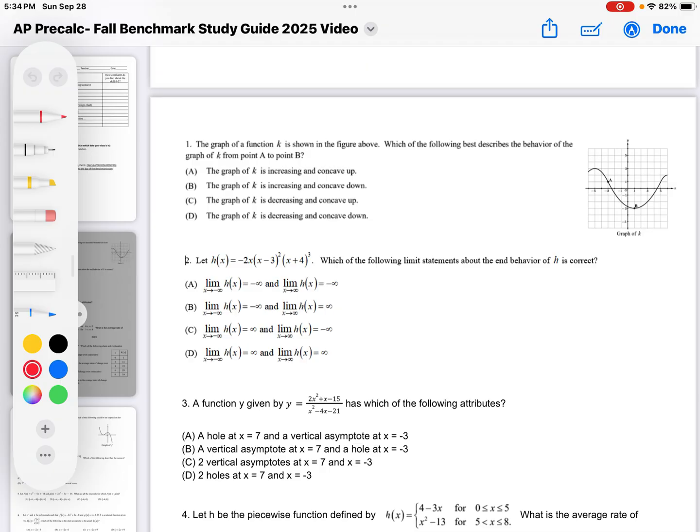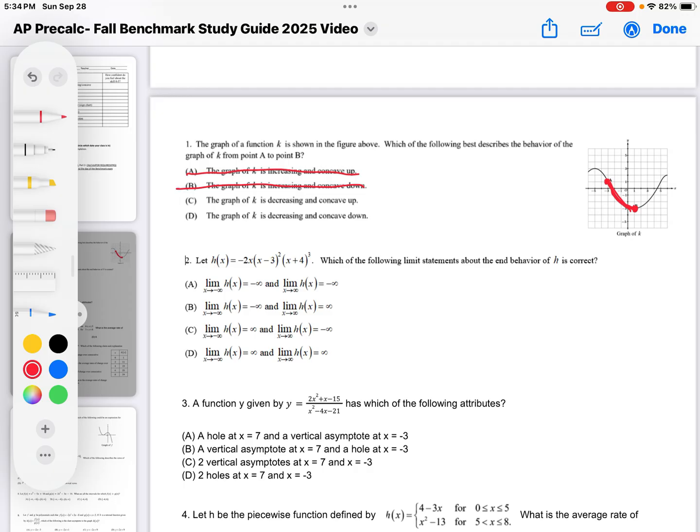We have this graph of a function, and it wants to know from point A to point B what is happening to this function, okay? So they are asking questions about whether the function is increasing or decreasing. Remember, for a function to be increasing, it has to have a positive slope, and for it to be decreasing, it has to have a negative slope. In this case, it's got a negative slope, so I can eliminate A and B right off the bat.